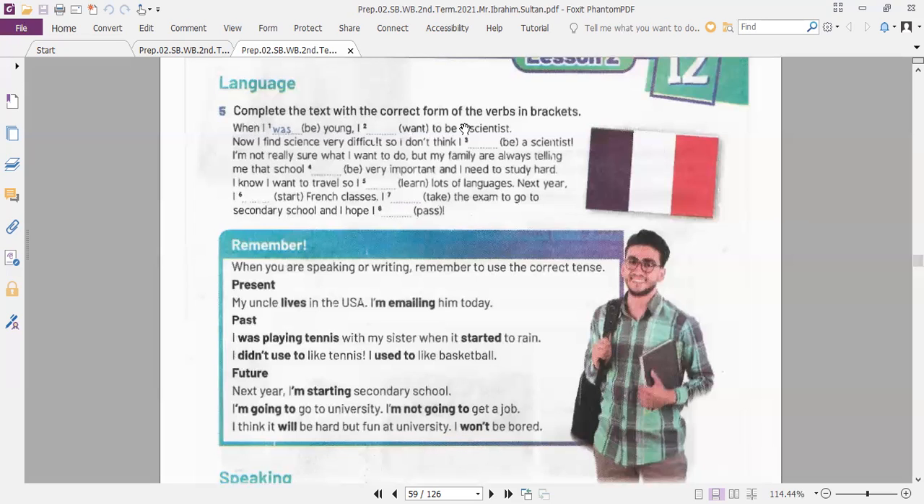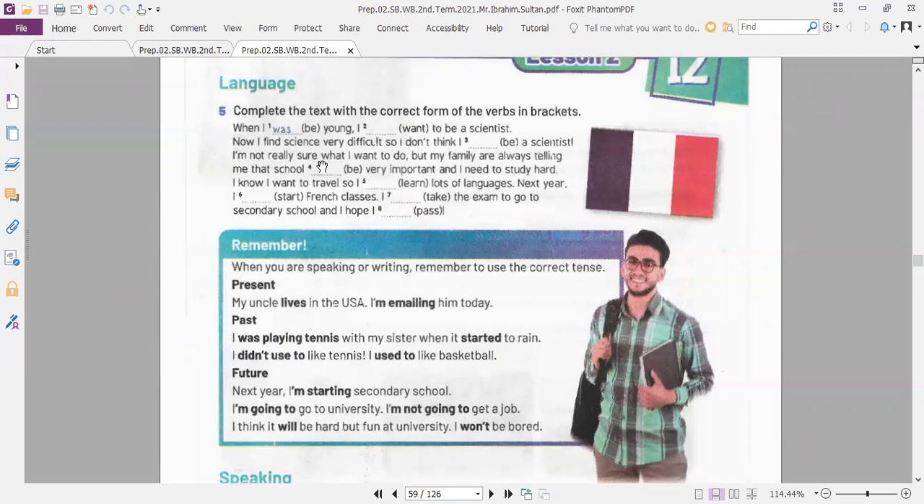Complete the text with the correct form of the verbs in brackets. We can use the present simple, the present continuous, the past, the future in many ways, okay? Number 1, when I was young, this is written for you, I want to be a scientist. Can you correct? I wanted. I wanted, very good. I wanted to be a scientist. Now I find science very difficult, so I don't think I be a scientist. I will be. I will be, very good.